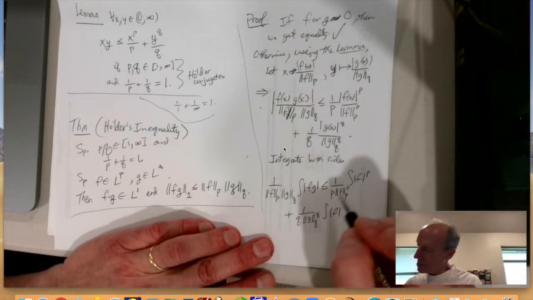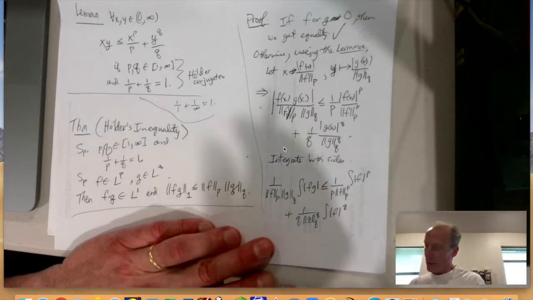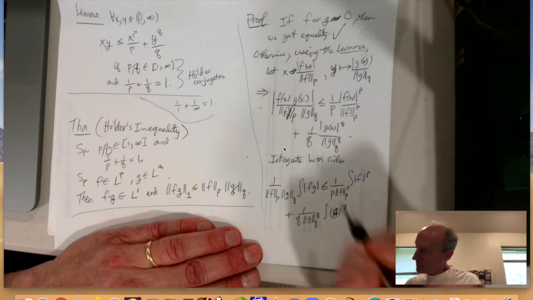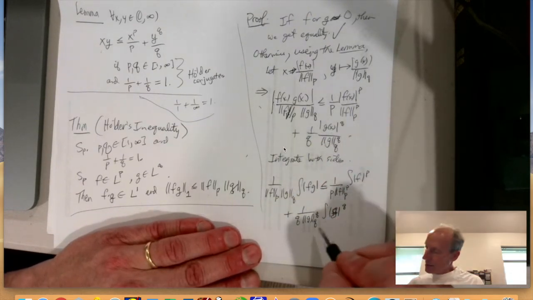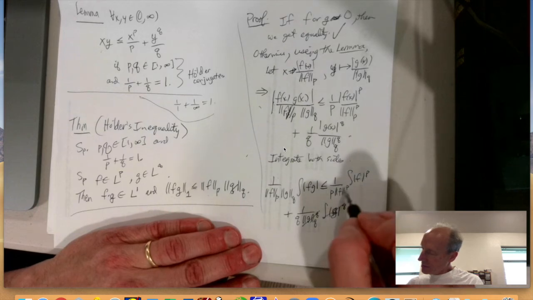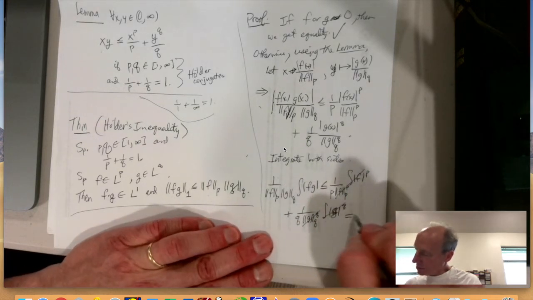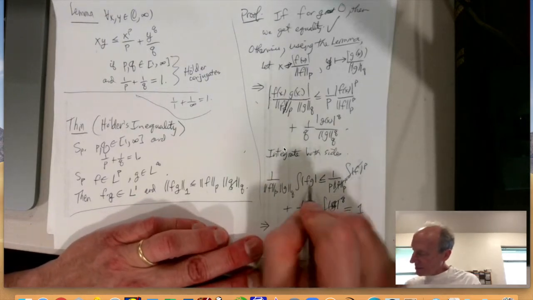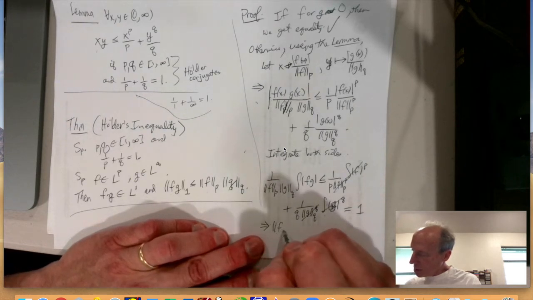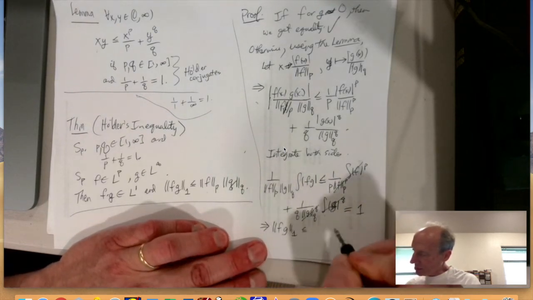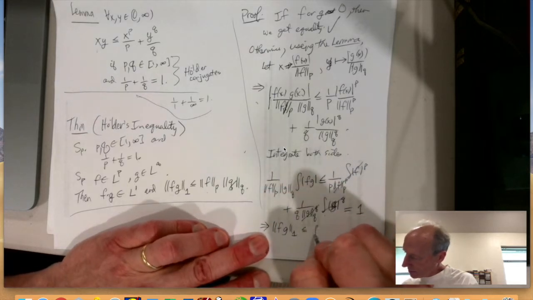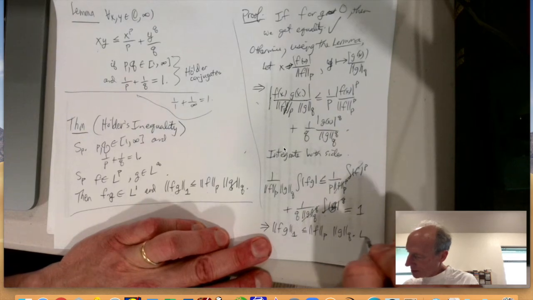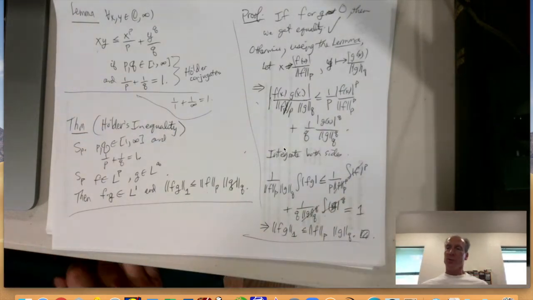I could integrate over Rn, or I could integrate over some other set. It doesn't make any difference. And notice, oh, this is g, sorry. And notice this is the same as that. This is the same as that. So it's 1 over p plus 1 over q, and that equals 1. So therefore, you get that this, which is just the 1 norm of fg, is less than or equal to multiplying by this constant, and you get it. So that's the Holder inequality.